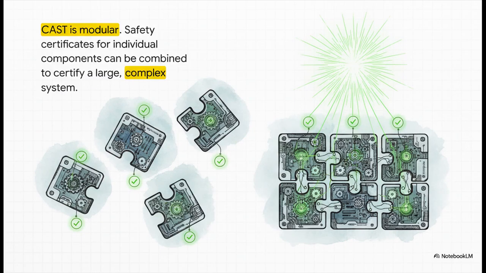And the next idea here is all about being practical. Because let's be real, modern AI systems aren't just one single thing. They're a mashup of different models, tools, and APIs all working together. So CAST is designed to be modular. You can prove that each individual component is safe, and then you can combine those safety certificates to guarantee the safety of the whole system. It's like building with Legos, where you know every single brick is solid.